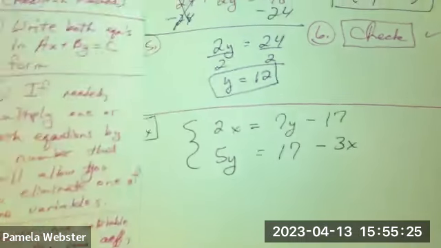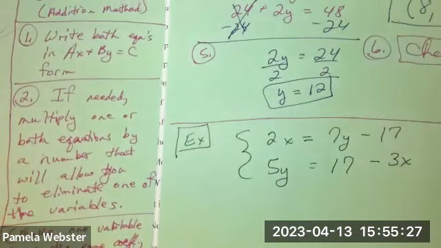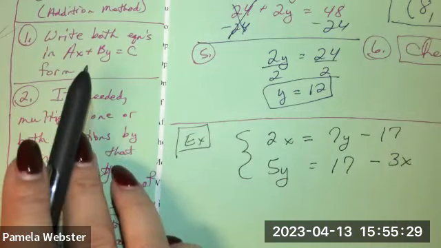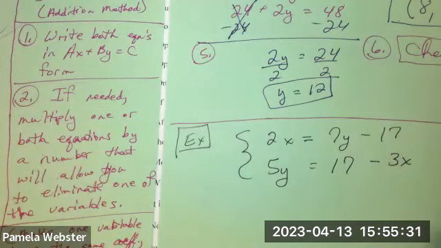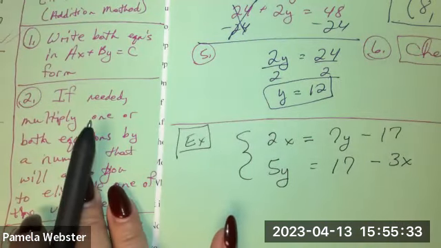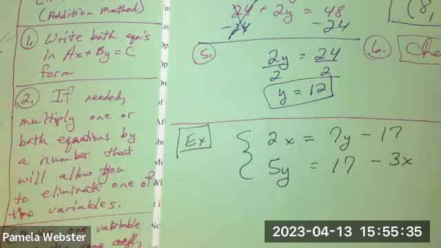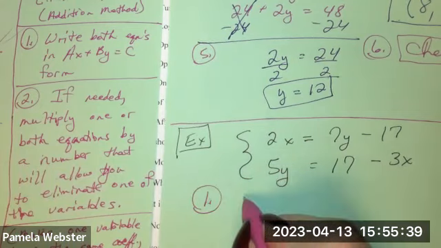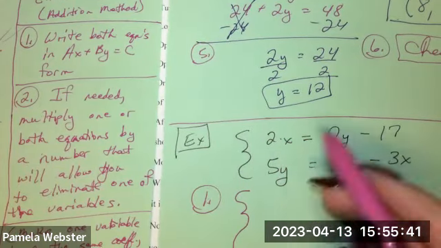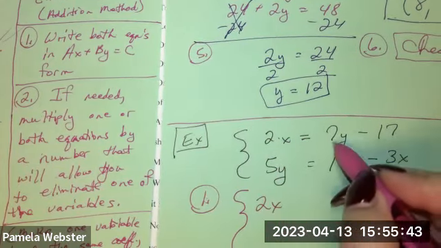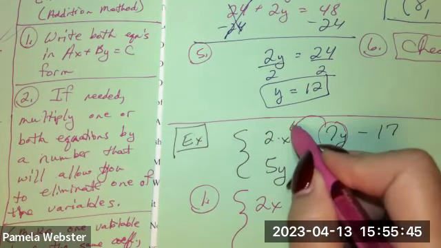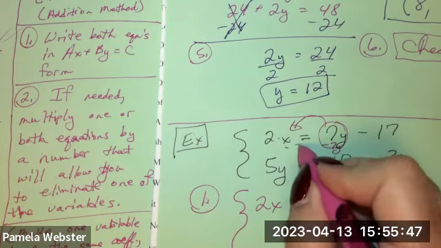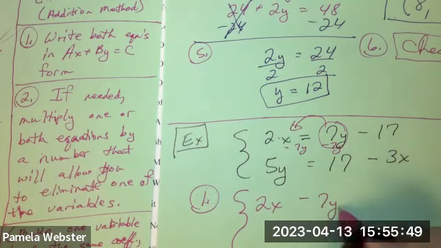All right, well, here were my steps. Number 1, write both of the equations in ax plus by equals c format. Well, it is not in that format, so I need to start with step number 1 on this one. I'm going to move things around. So I need the 2x, and I need the y on this side, which means I'm going to have to subtract 7y. So 2x minus 7y equals the negative 17. So that's x plus y equals constant.